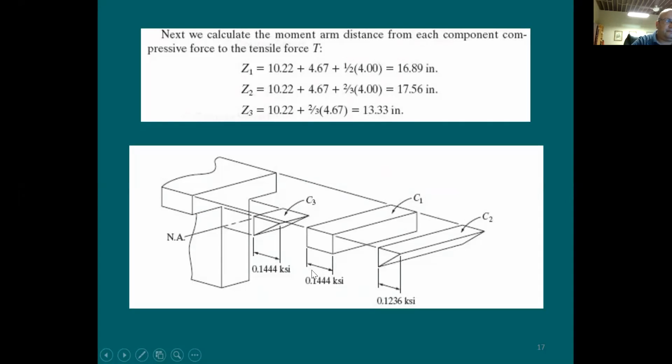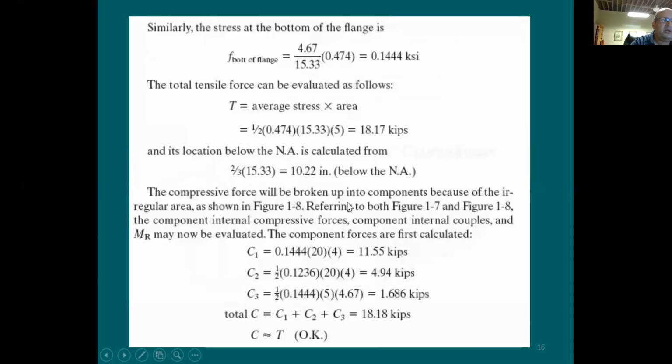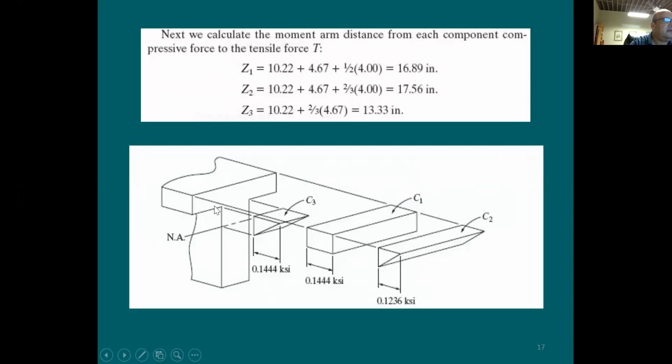You're going to say, okay, let me go back one step. You have the stress here at the bottom of the flange, this for C1, times 20, the width, times 4 inches. Does this make sense? Yeah. It's going to be 20 inches for the width, 4 inches for the thickness, and the stress is going to be 0.144. How about the stress here?